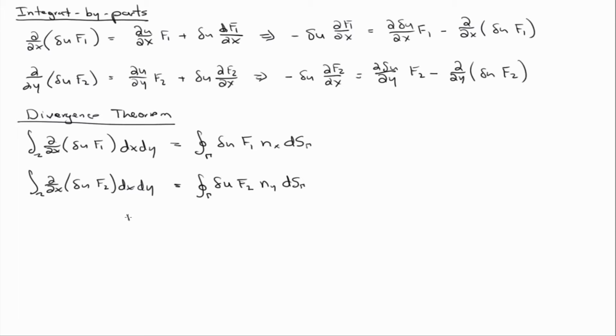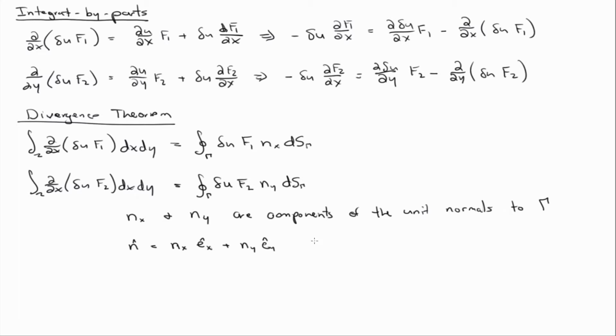And the nx and ny are components of the unit normals to the surface. So, in other words, the unit vector n hat is equal to nx ex hat plus ny ey hat.